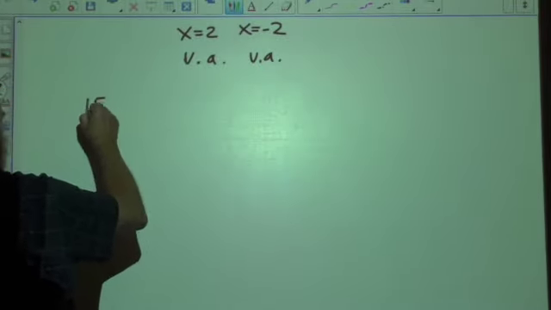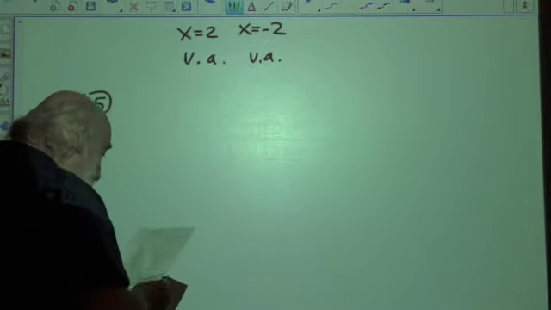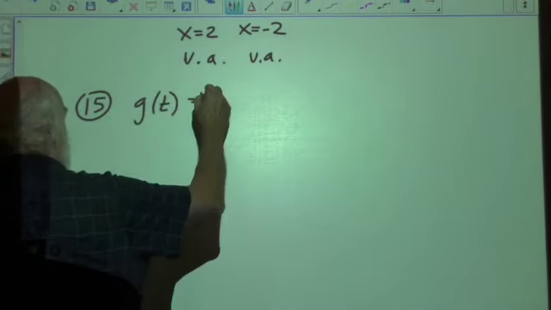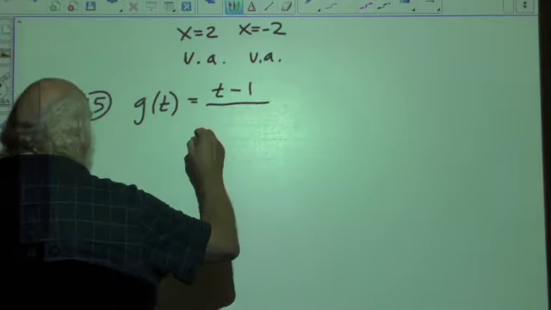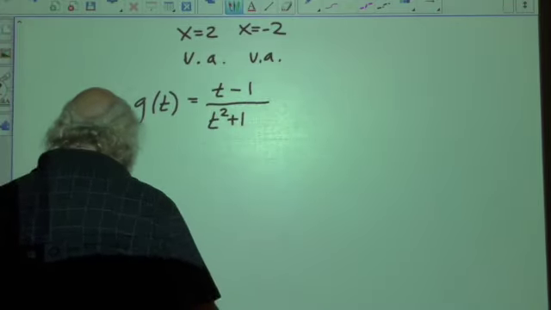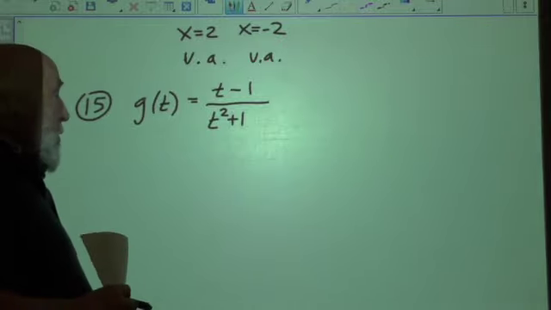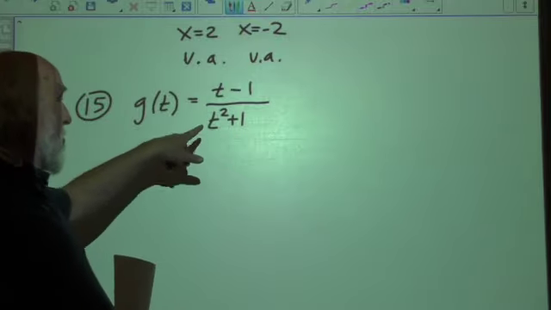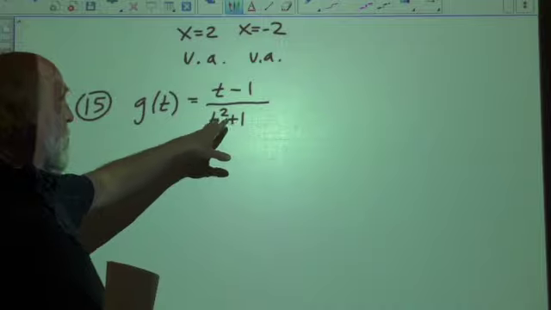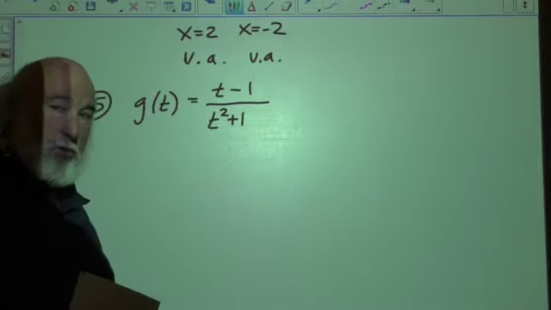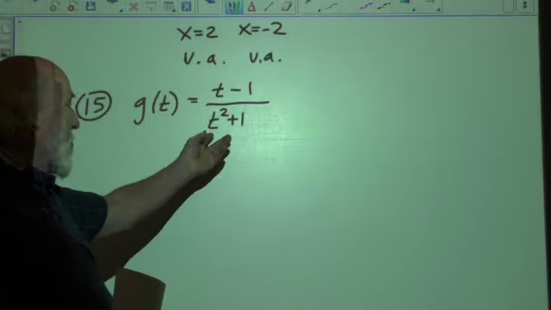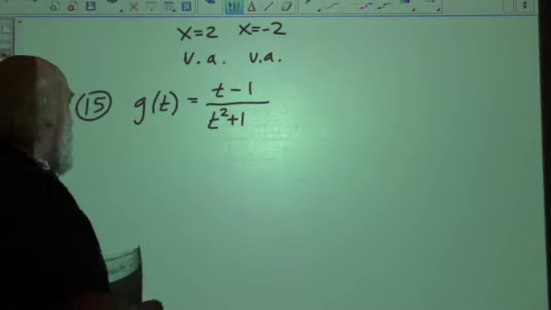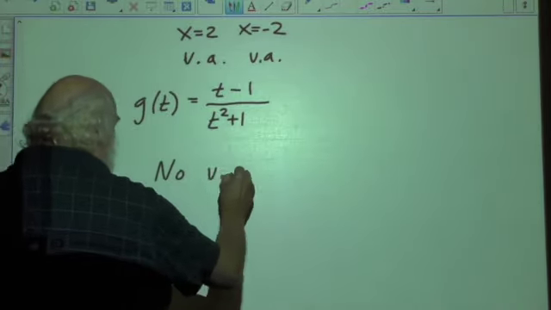Number 15, g of t equals t minus 1 over t squared plus 1. Now, is this factorable? No, but if you notice something very interesting about this, t squared plus 1, the lowest number that any square could be is 0. Any negative value put in for t is going to be a positive value. So there's no possible way that you're going to get 0 for the denominator. So there will be no vertical asymptotes.